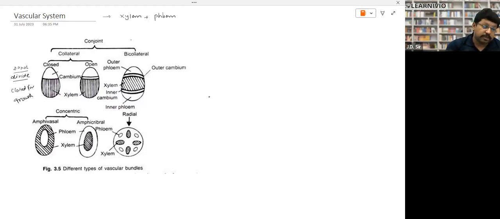And what is the difference between closed and open? In open vascular bundle, a layer is found, and that layer is called cambium. Can you tell me what the cambium is? I have already explained. Who will tell me? Alia, Martin, Siddhika, tell me.